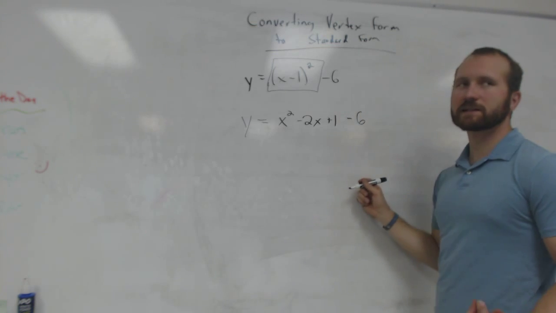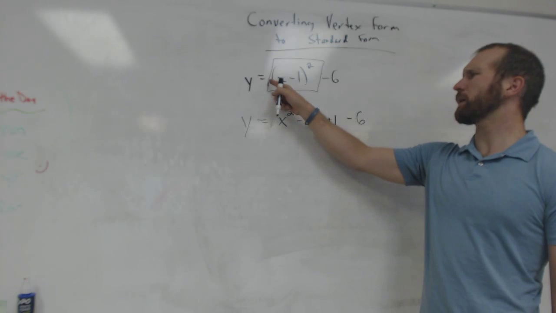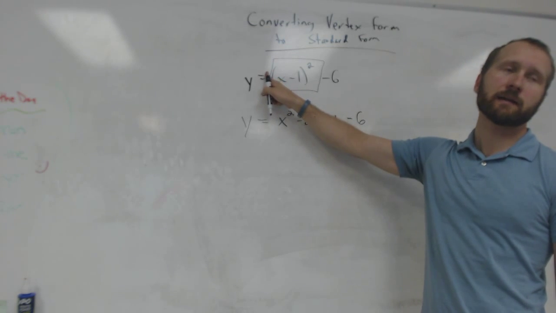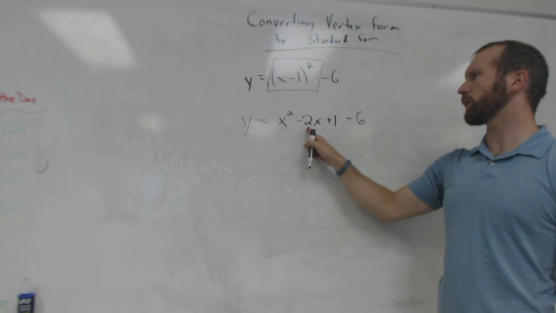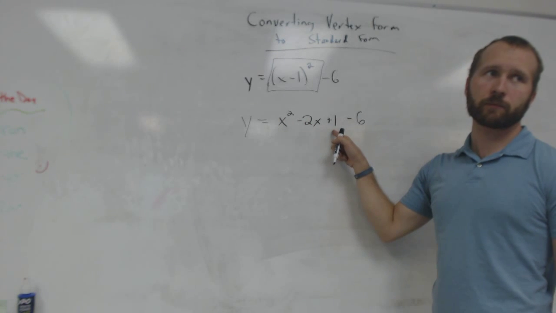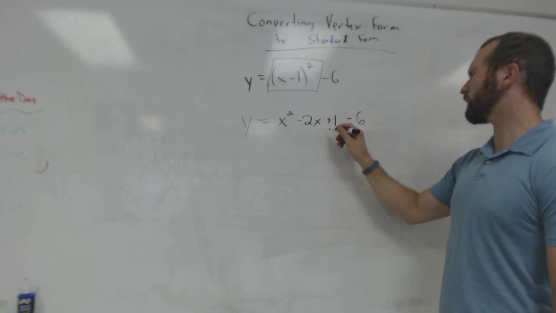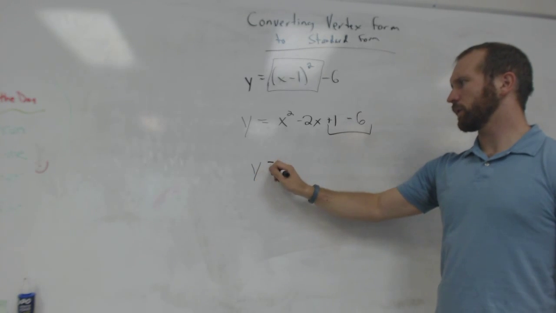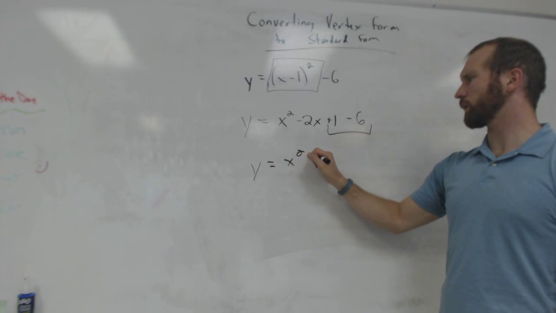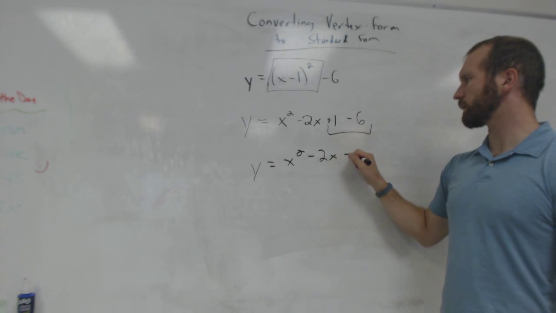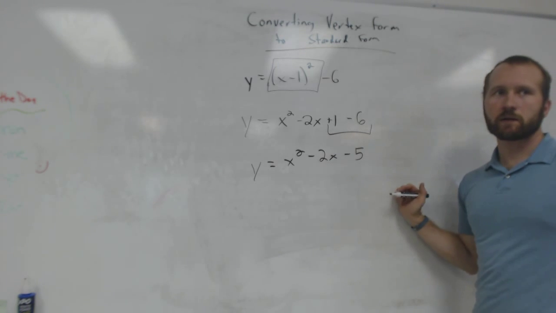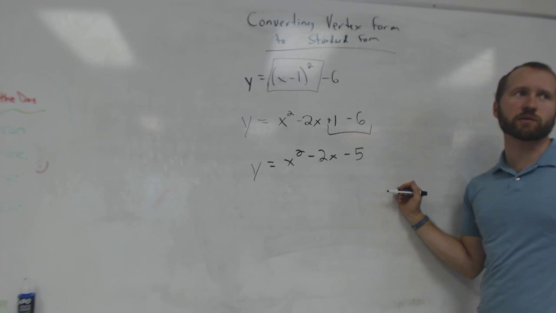So the second step, we don't have to do in this problem. If I had a coefficient, an a, I would have to distribute it through these three terms. Then I have to combine my constant terms. y equals x squared minus 2x, and in this case, I have minus 5. Oh, this is so much easier than converting to vertex form.